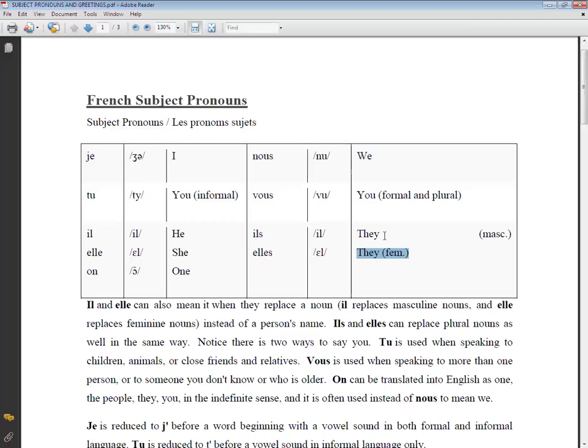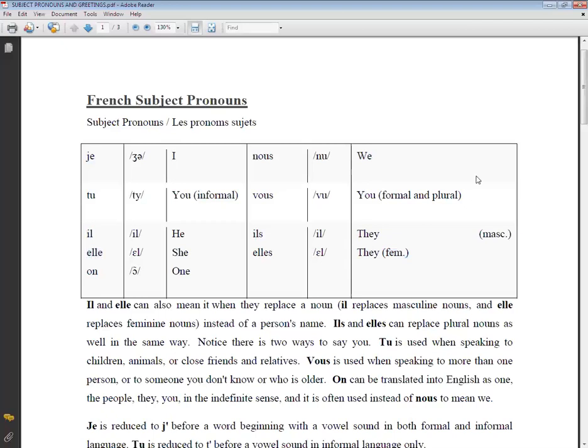Where is your brother? One brother, he. The equivalent of that is what? Il. Where is your sister? You don't say my sister is she. The equivalent of that in French is what? Elle.